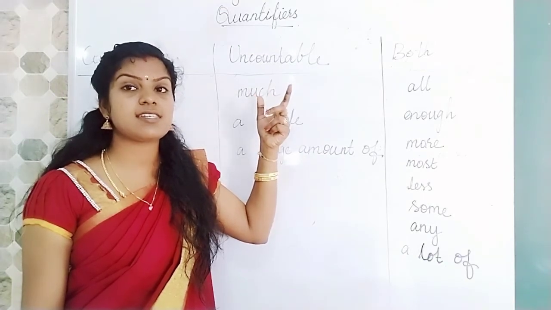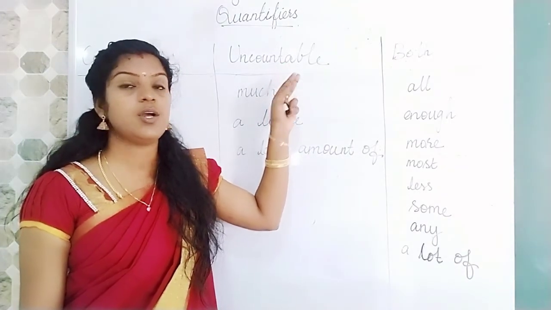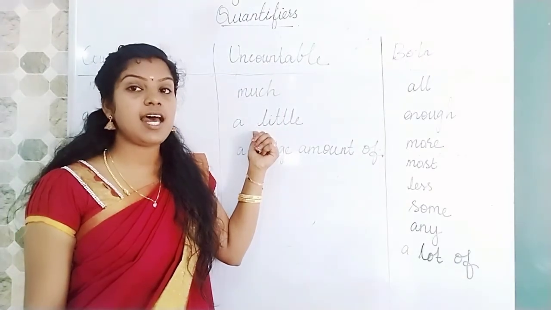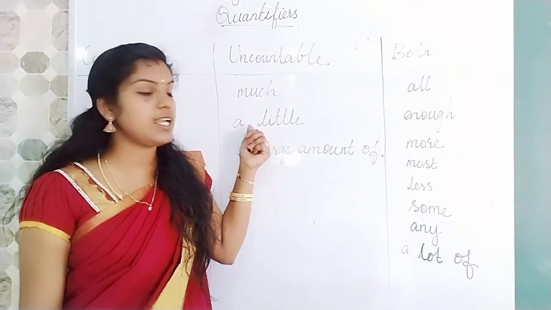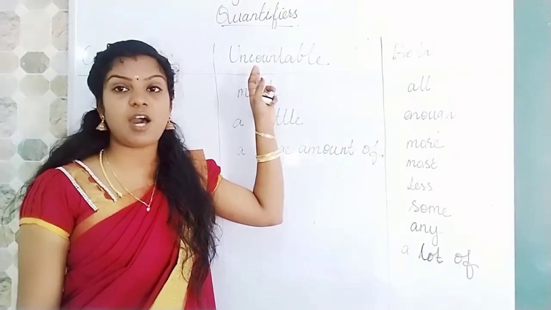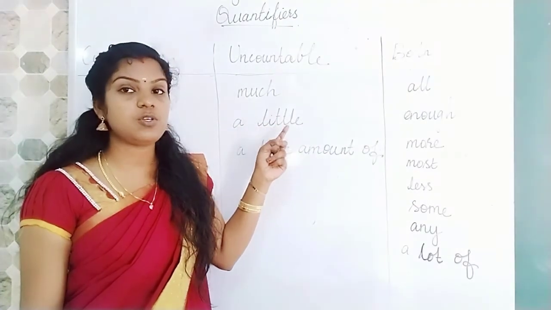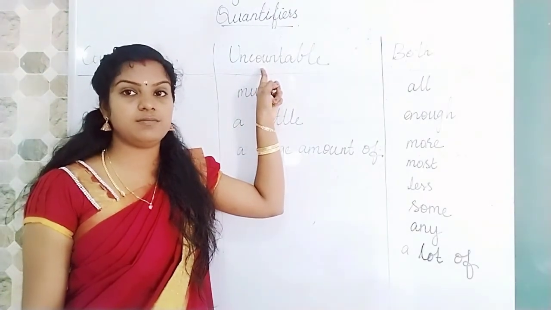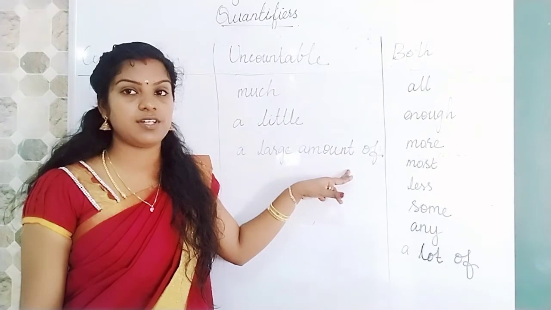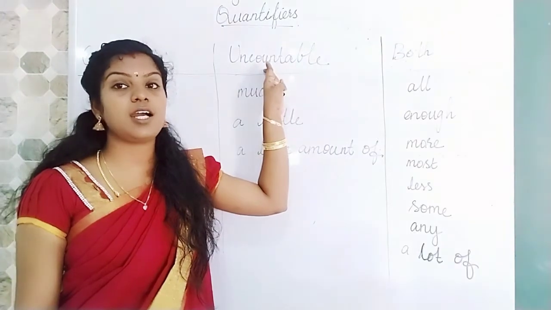Here, thanks. Can you count thanks? No. That comes under uncountable nouns. So we are using the quantifier much. I spilled a little amount of milk. Milk is an uncountable noun, am I right? So this quantifier, a little, we should use only for uncountable nouns. Then a large amount of. These are the quantifiers we should use only for uncountable nouns.